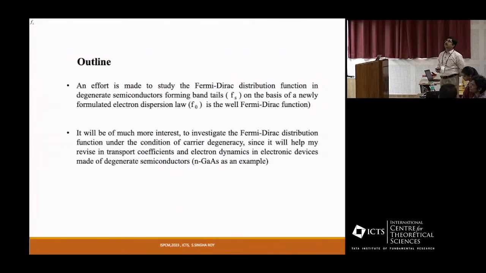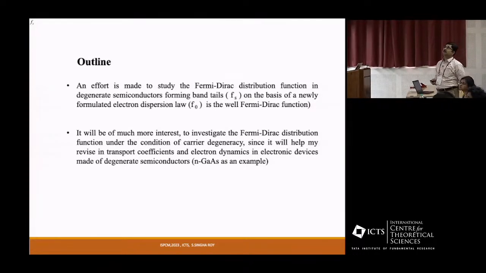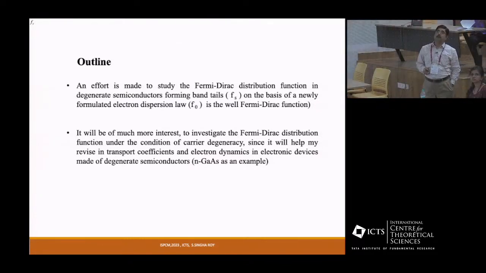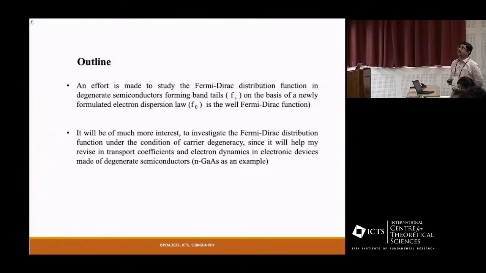In the case of a degenerate semiconductor, the Fermi function is not the conventional Fermi function F0; it changes in a heavily doped semiconductor, forming a band tail. We discuss this part. We also investigate the Fermi distribution function in terms of carrier degeneracy, and various transport coefficients for electronic devices, and we calculate gallium arsenide examples like this.